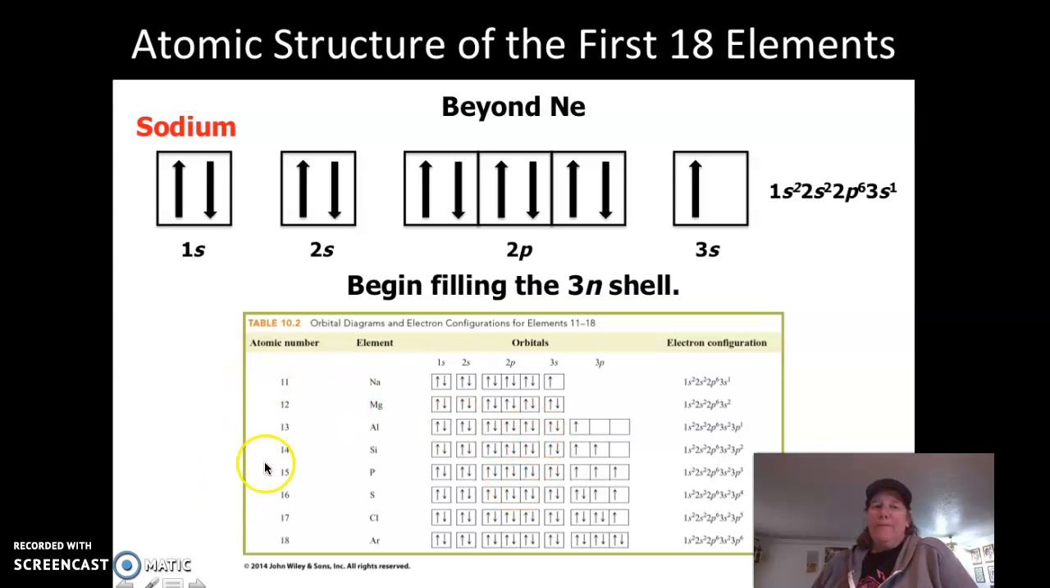But again, if I'm starting with sodium, I have to start at 1s. I always have to do 1s, then 2s, then 2p. The order always stays the same. It never changes. The only thing different is where you stop. That's when you get to your element. But the order never, ever is different.